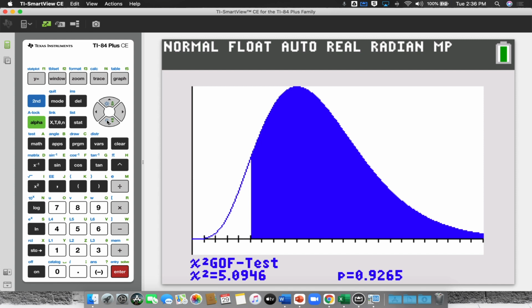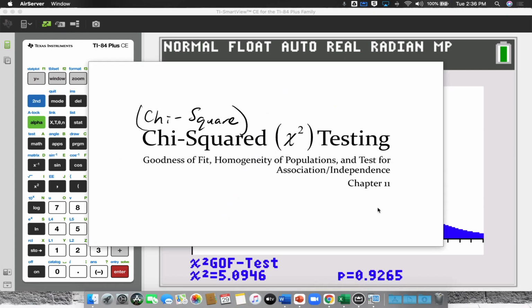So the assignment is from your book, from 11.1. Tomorrow we're going to start on 11.2. 11.2 is 2 tests. There are 2 chi-square tests. One of them is homogeneity of populations, and the other one is test for independence or association. They're very similar, and they're done exactly the same way, but they're just for 2 different things. Okay, we'll talk about it tomorrow.